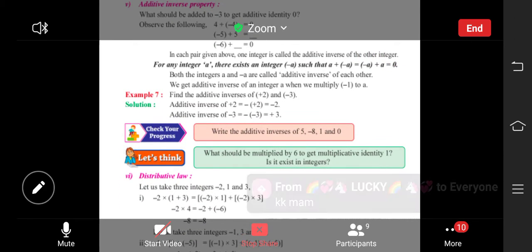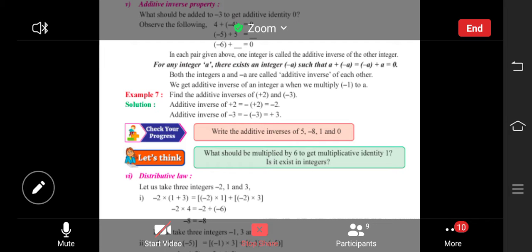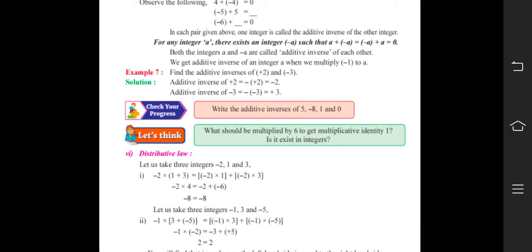Next is example 7. Find the additive inverse of plus 2 and minus 3. Additive inverse of plus 2: here a positive integer is given, so the additive inverse is minus 2. And additive inverse of minus 3: here a negative integer is given, so the additive inverse is plus 3, a positive integer. Like that, in this box, write the additive inverses of 5, minus 8, 1 and 0. Children, can you write additive inverses for those numbers? You can do it as homework.